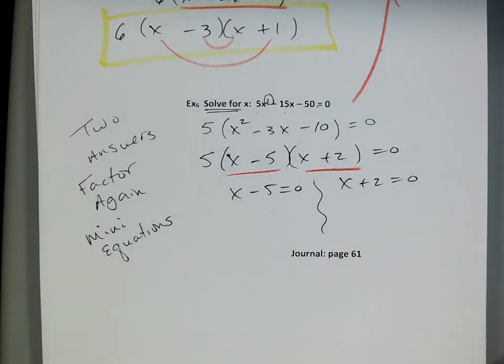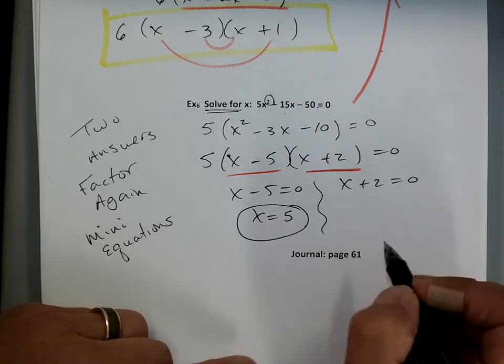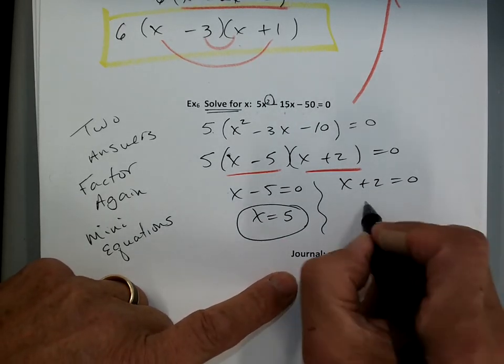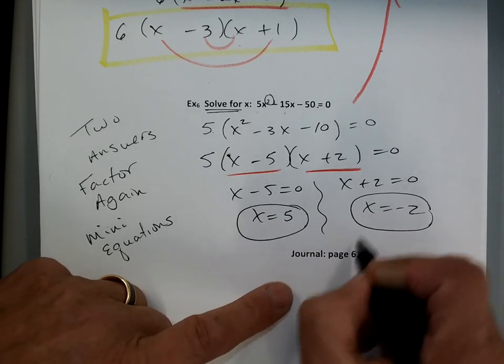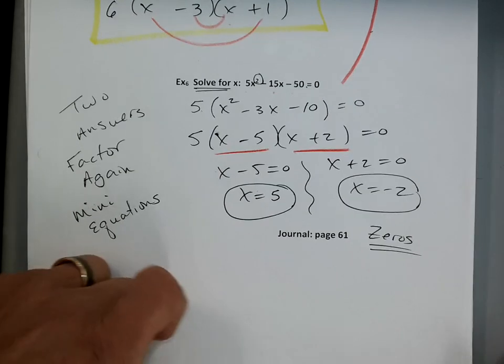All right, I can solve that. It's pretty easy. Plus 5, one answer is 5. Minus 2 to solve this, x equals negative 2. These are my zeros.